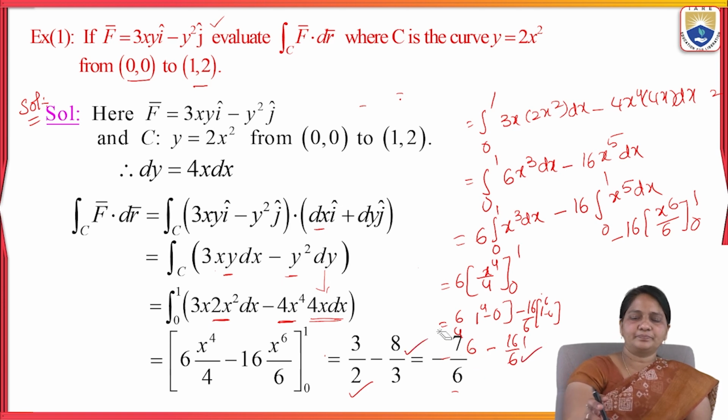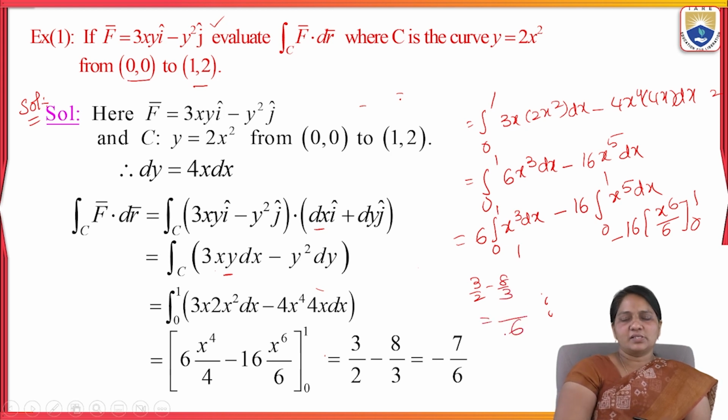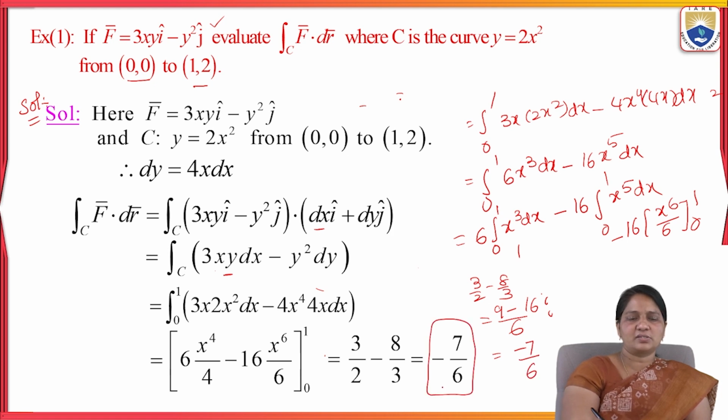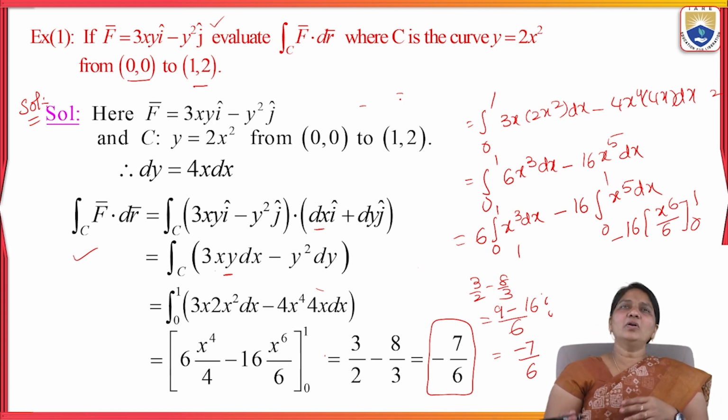So finally, when you are simplifying 3 by 2 minus 8 by 3, the LCM is 6. So 3 3s are 9 minus 8 2s are 16. So 9 minus 16 is minus 7 by 6. This is our final answer. This is the value of the integral over C of f bar dot dr bar.